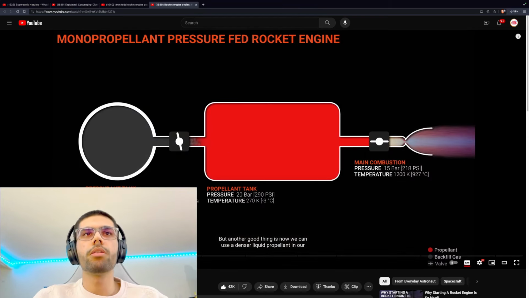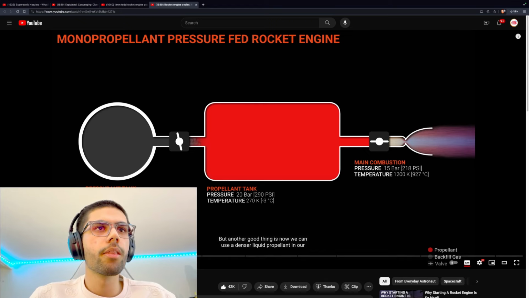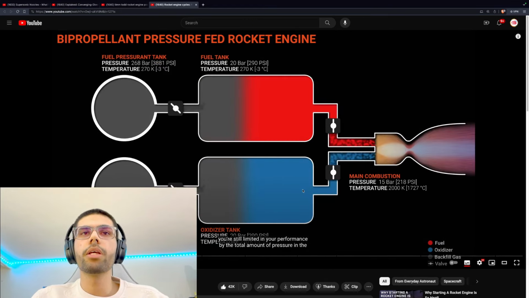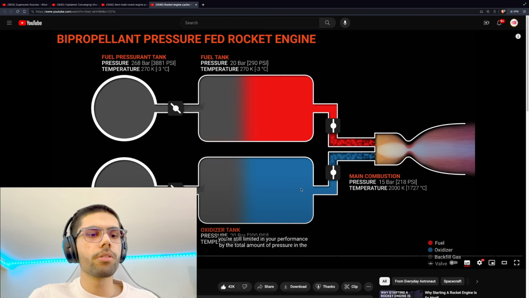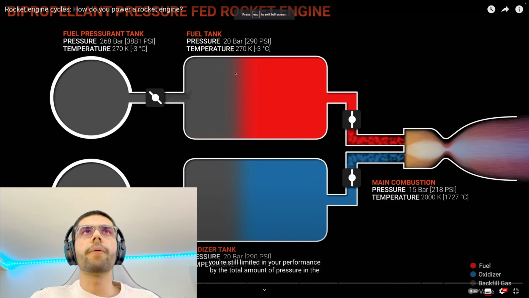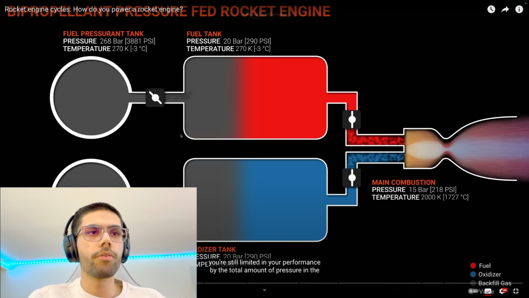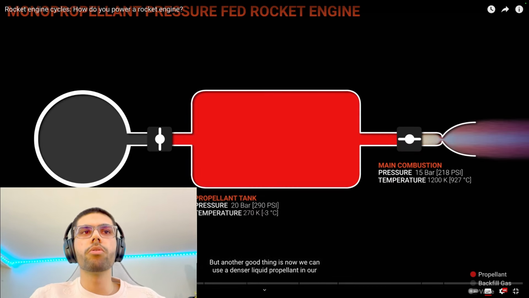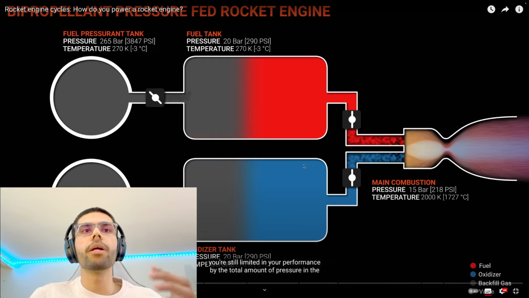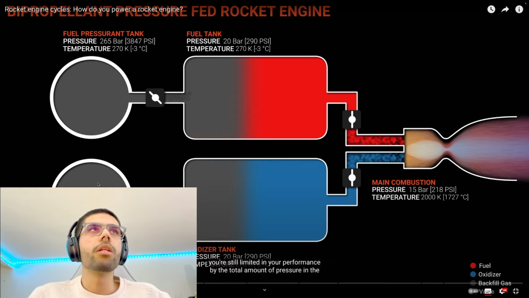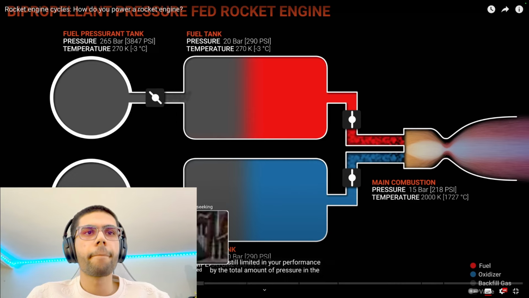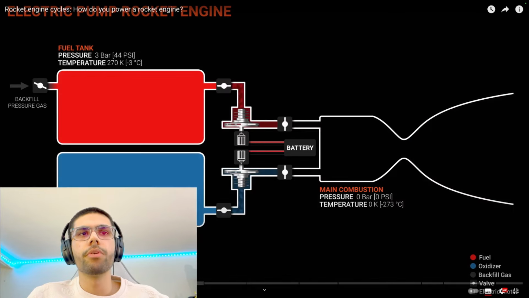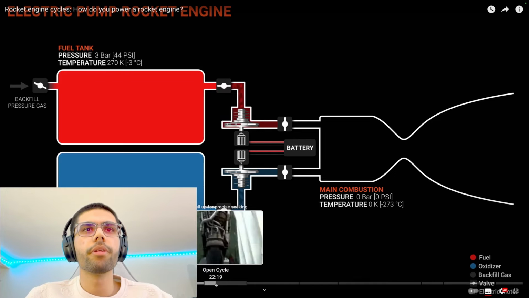This is the one that we just studied right now. Now, as we talk about different propellant options, we can either use one propellant, that was right here, or we could use bipropellant, that is, a separate oxidizer and a separate fuel. In that case, you need two of these highly pressurized tanks. Now, we discussed electric pump fed engines. They're not a good idea.